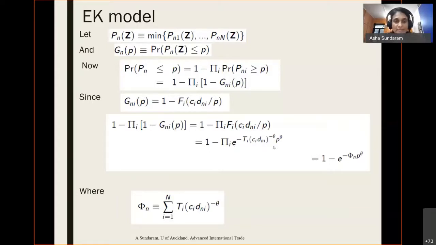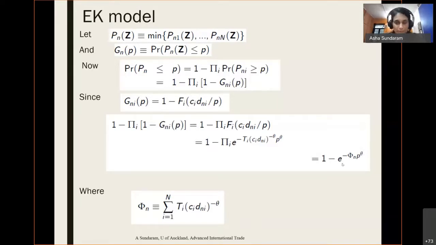And so what this tells me is that the G_N, which is the distribution of prices, looks like this. Okay? And I'm going to simplify. So this is simply the product of the exponents of these terms. And we know that if you take the product of the exponents, all you need to do is sum all of those exponents. So we're going to call the sum over i going from 1 to n of T_i C_i d_ni to the power negative theta just phi_n. And so this expression just reduces to 1 minus e to the power negative phi_n p to the power theta.